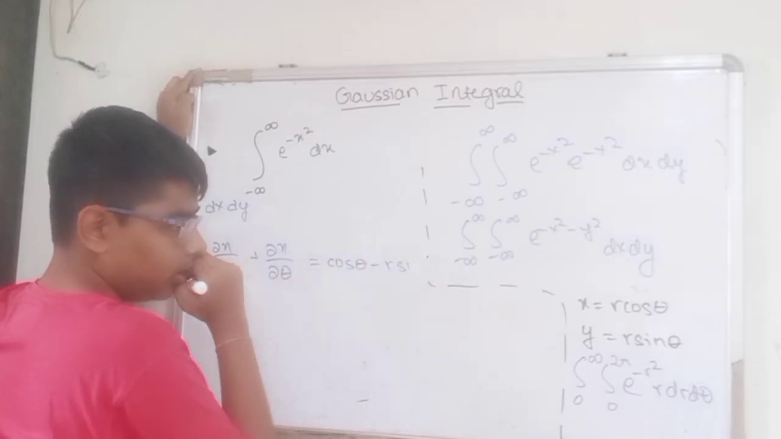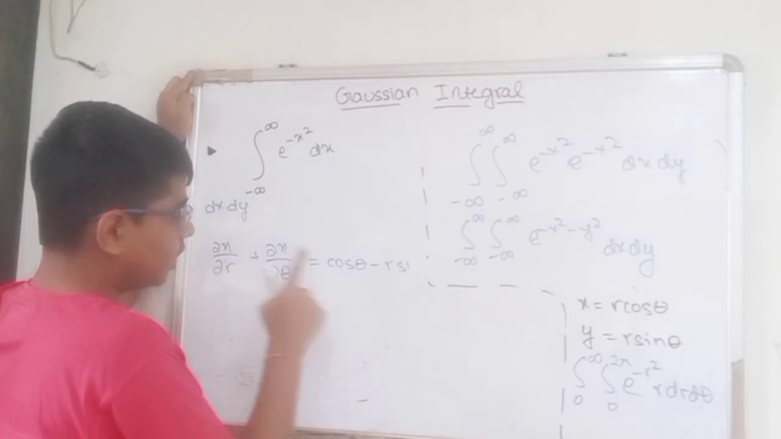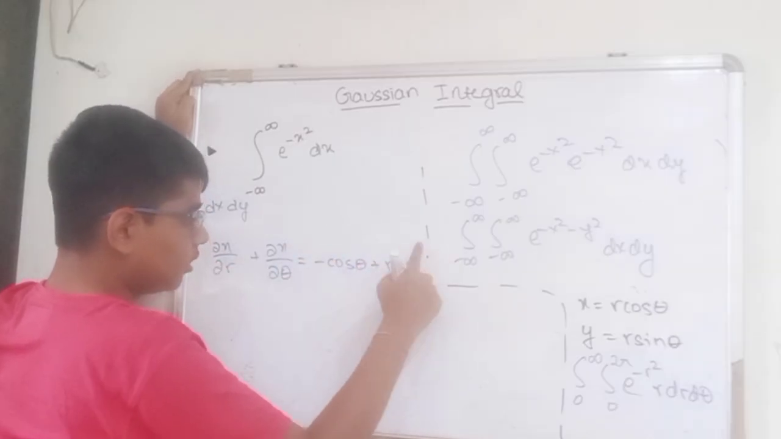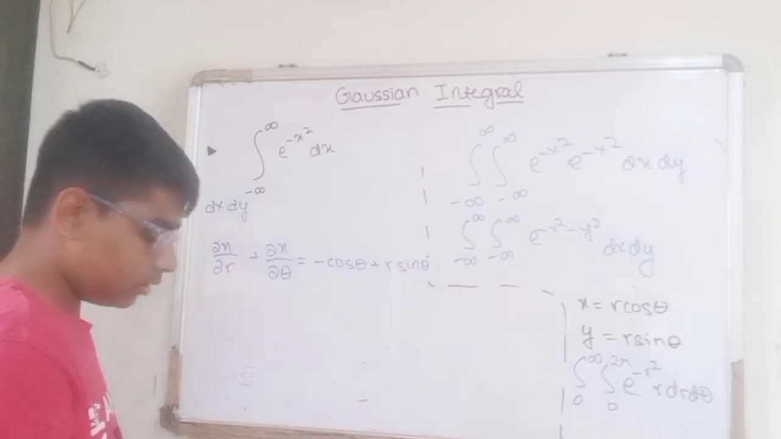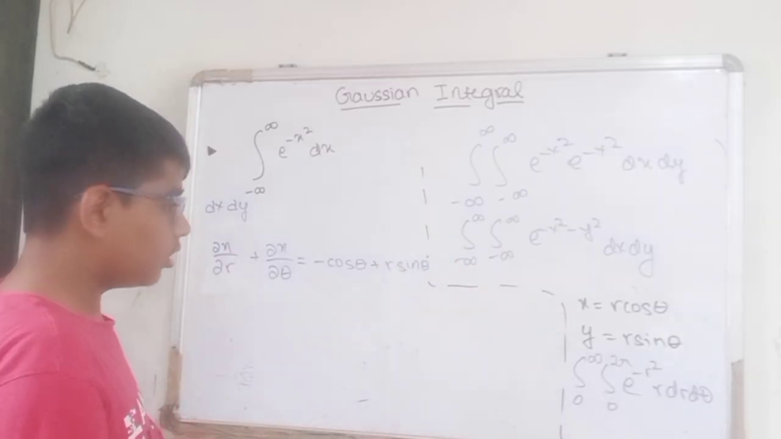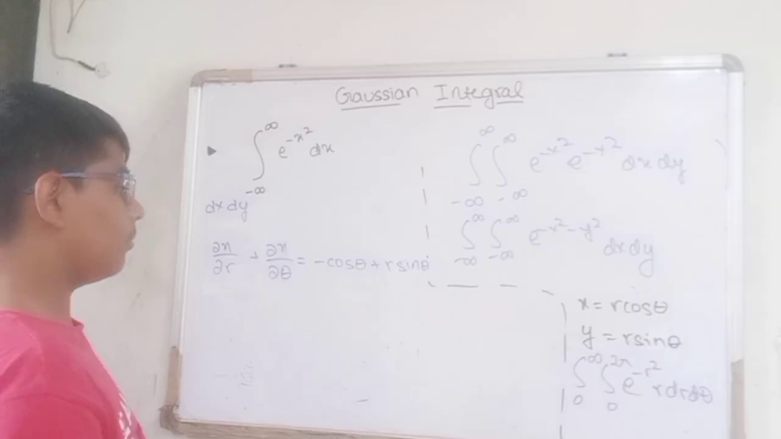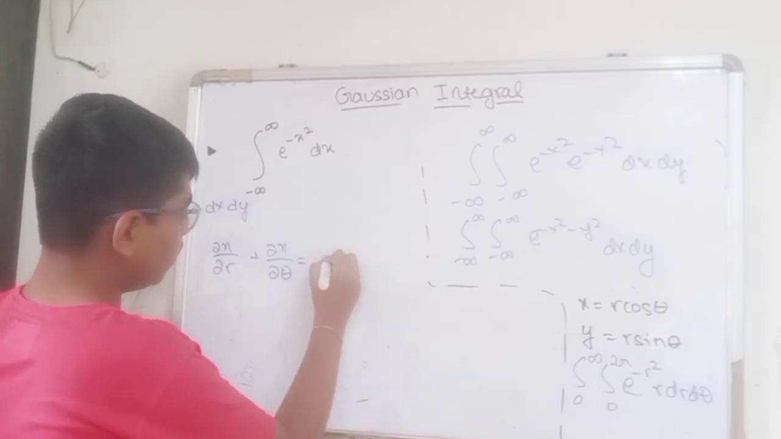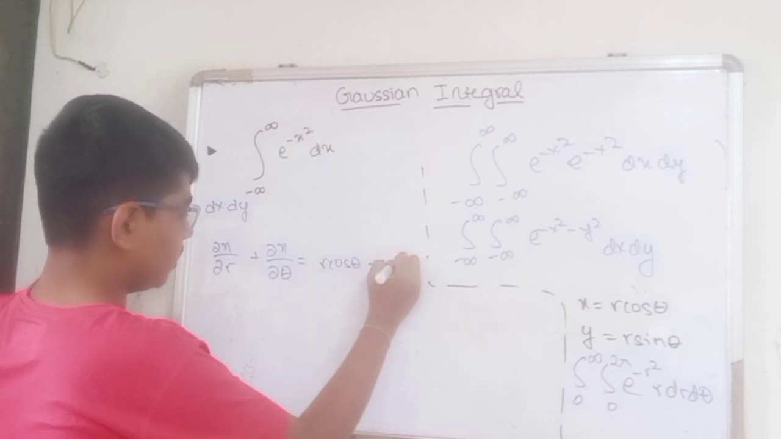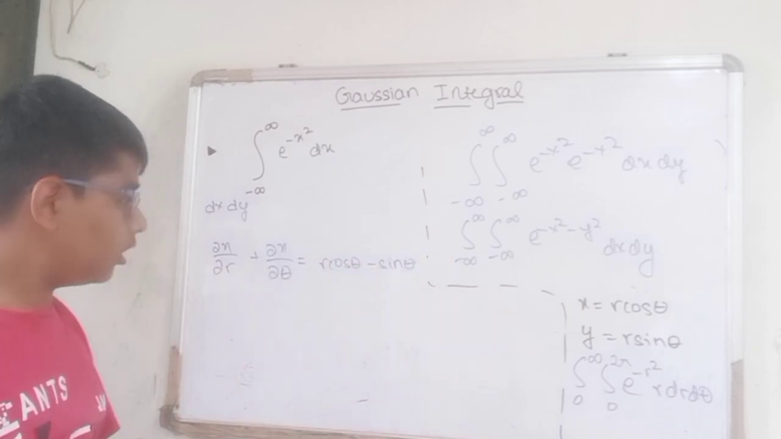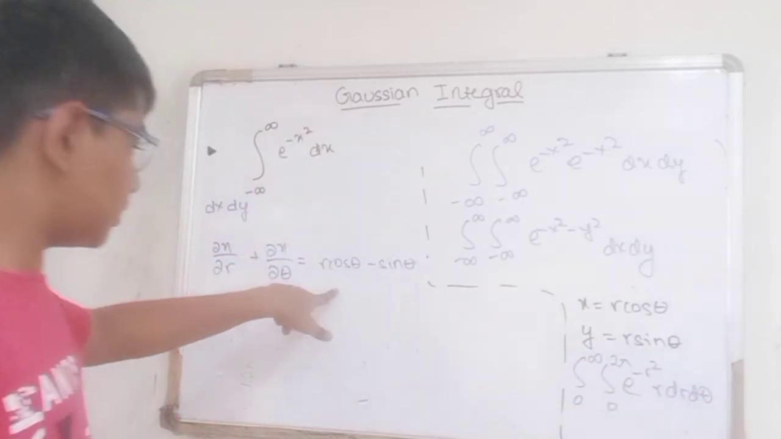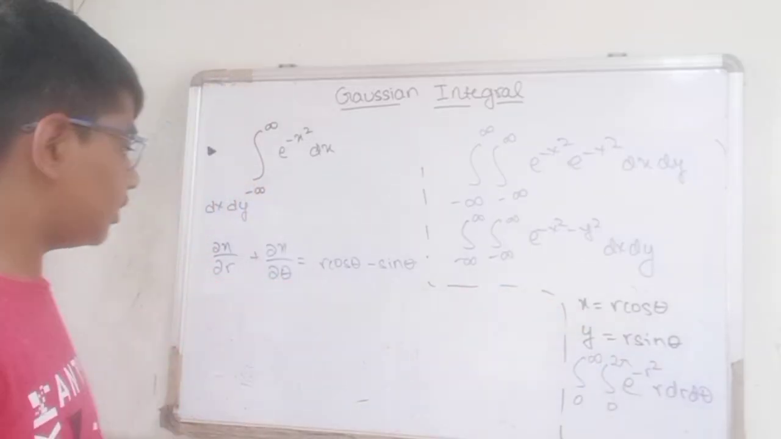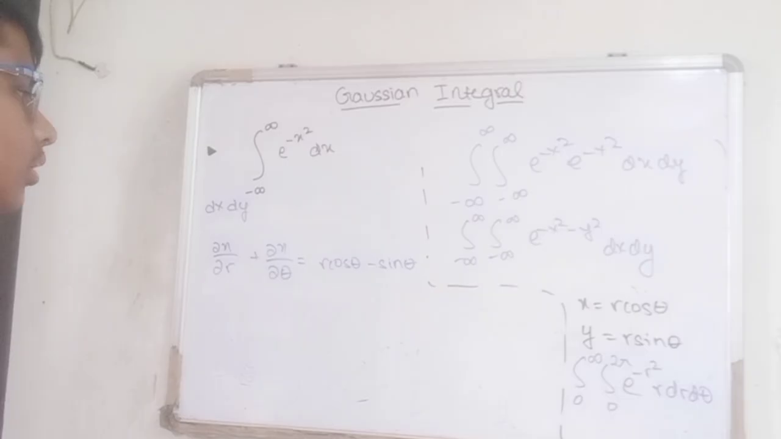My bad. Wait, this is wrong. Let me just write it again. It is r cos theta minus sin theta. The r comes out, and sin theta becomes cos theta, and r cos theta becomes minus sin theta.